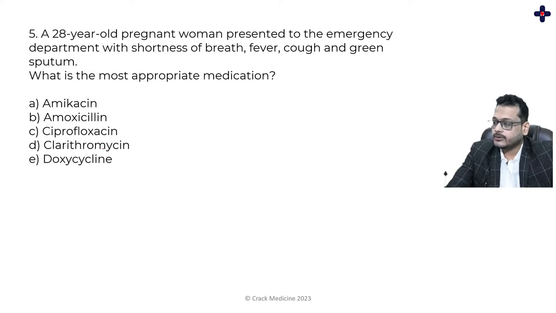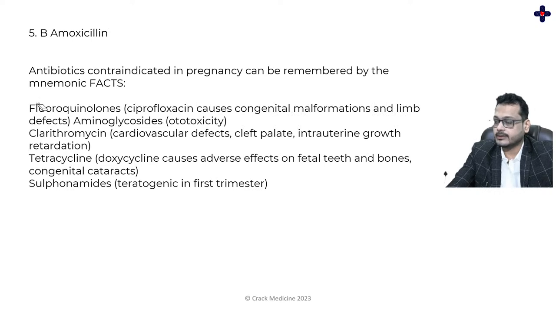And the first drug that comes to mind when we talk of community-acquired pneumonia from the options is clarithromycin. But guys, that is not the right answer. The correct answer is amoxicillin. Okay? This is the right answer here. Why? We will discuss it now.